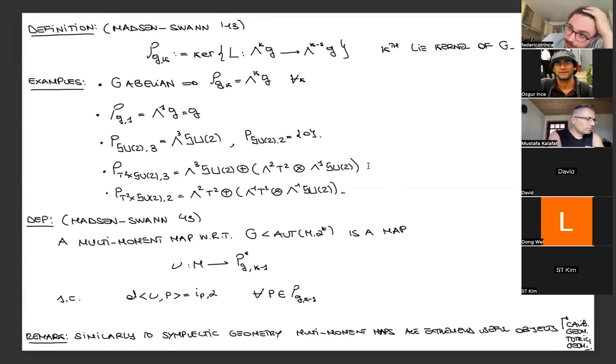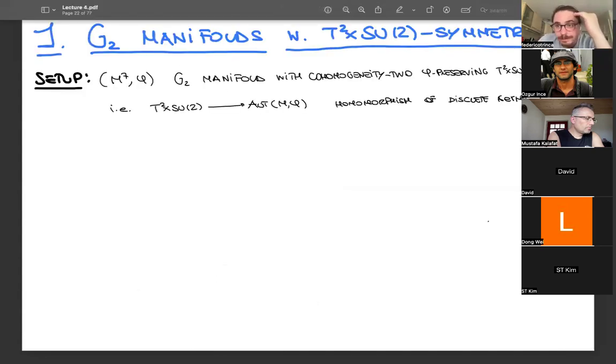Okay, so I'll move forward. Now I can talk about G2 manifolds with T2 times SG2 symmetry.